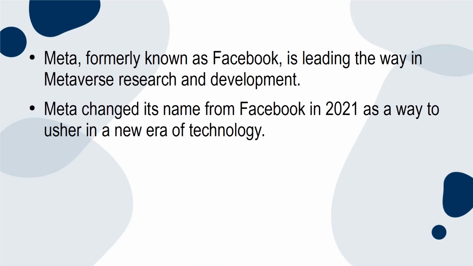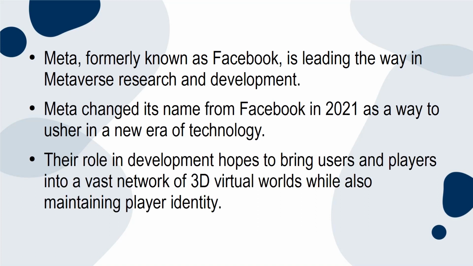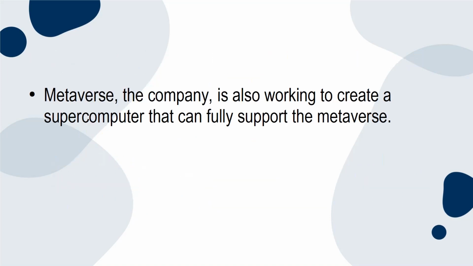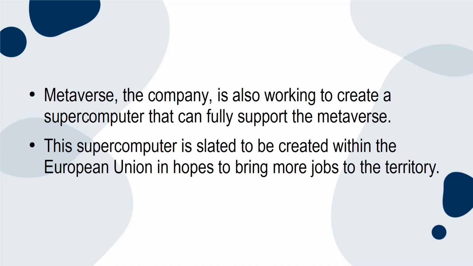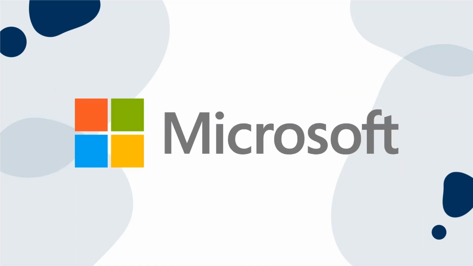Meta changed its name from Facebook in 2021 as a way to usher in a new era of technology. Their role in development hopes to bring users and players into a vast network of 3D virtual worlds while also maintaining player identity. Meta, the company, is also working to create a supercomputer that can fully support the Metaverse. This supercomputer is slated to be created within the European Union in hopes to bring more jobs to the territory.